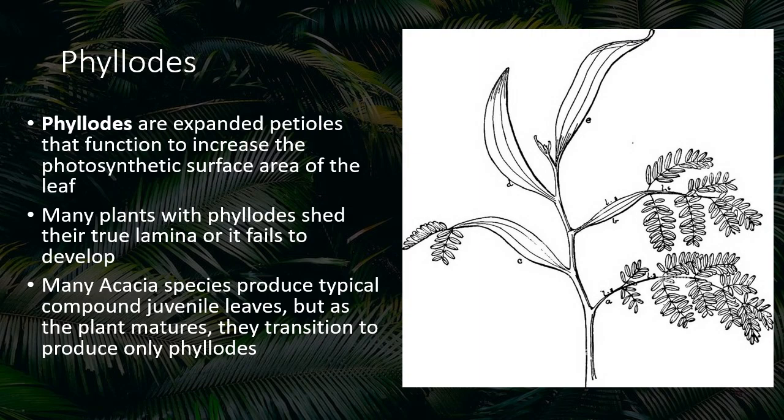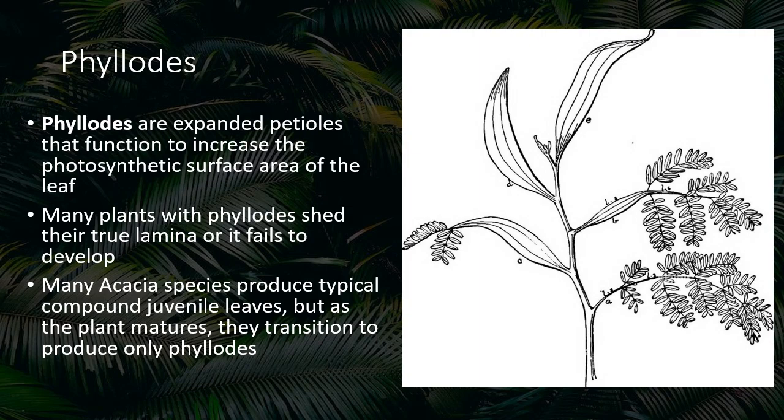If we look at this diagram, the bottommost leaf on this stem is a bipinnately compound juvenile acacia leaf. And then as we move up the stem, we can see how the plant, as it matures, can reduce the number of leaflets on the leaf, and it can expand and flatten the petiole. It basically will use the petiole instead of the lamina to do photosynthesis. And the advantage there is that by reducing the surface area of the leaf, the acacia can limit water loss.